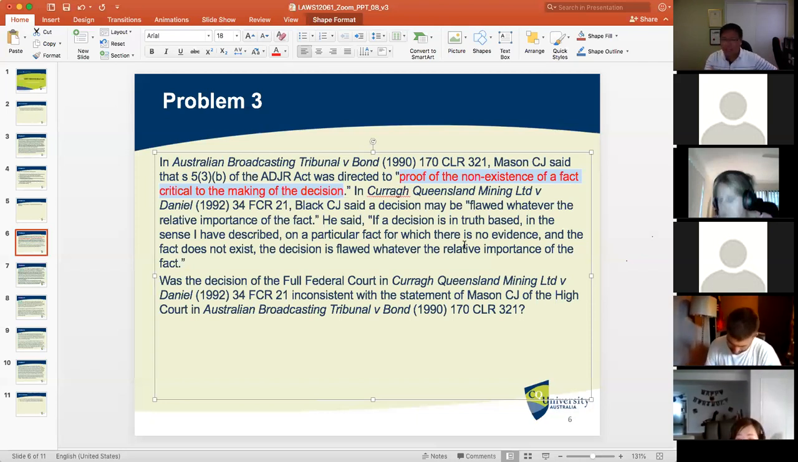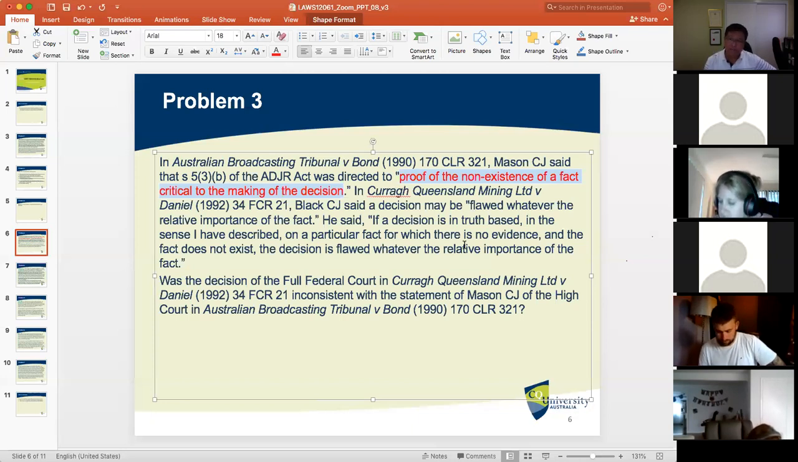So in other words, what it means is that for as long as a finding of fact was critical to the making of a decision, even if the finding of fact was unimportant, but it was critical to the making of the decision, and there was in fact no evidence to support that finding of fact, then you have a ground for judicial review. But the mere fact alone that there is no evidence to support a finding of fact will not mean that you now have a ground for judicial review, because that finding of fact must have been critical to the making of a decision.